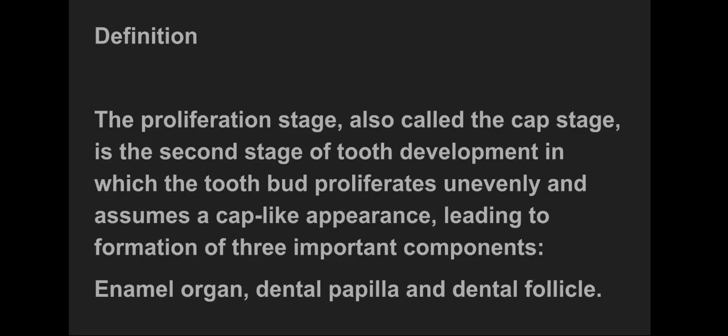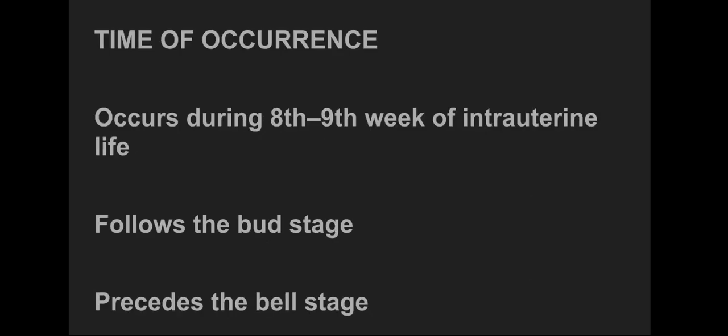Practice it properly. So the definition of the cap stage: the proliferative stage, also called the cap stage, is the second stage of tooth development, in which the tooth bud proliferates unevenly and assumes a cap-like appearance, leading to the formation of three important components, that is enamel organ, dental lamina, and dental follicle. The time of occurrence is the 8th to 9th week of intrauterine life, followed by the bud stage, and next it will lead to the bell stage.